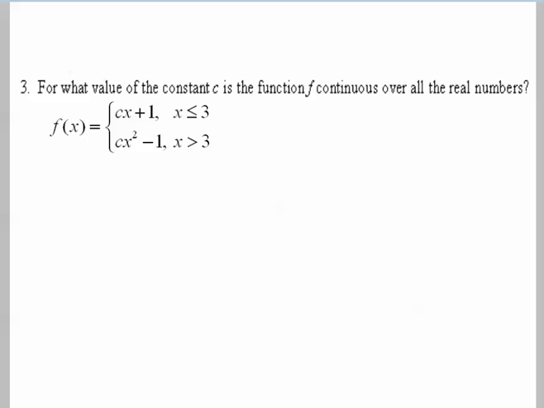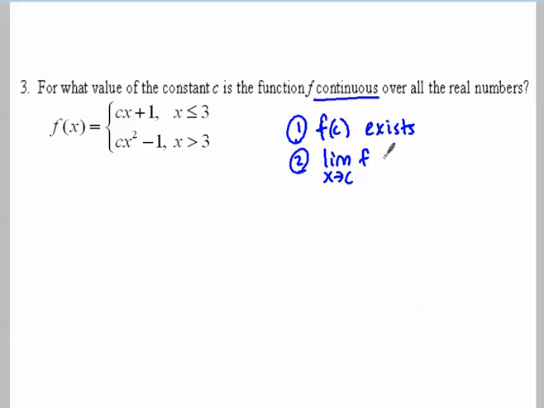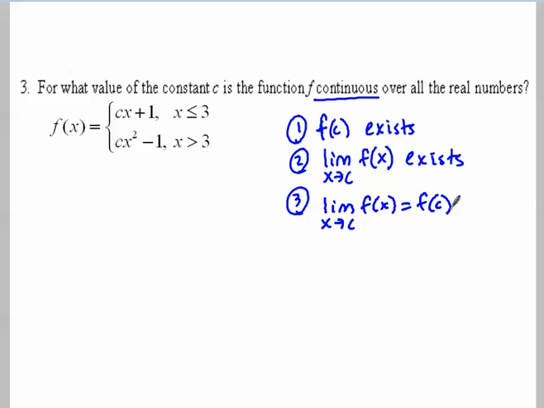Here's a similar question written slightly differently. For what value of the constant c is the function f continuous over all the real numbers? So remember, to be continuous, those 3 things have to occur: the function value at some x value exists; the limit as x approaches that value of the function exists; and thirdly, we put them together. The limit equals that function value.